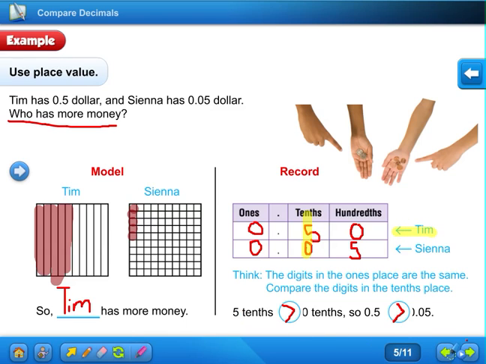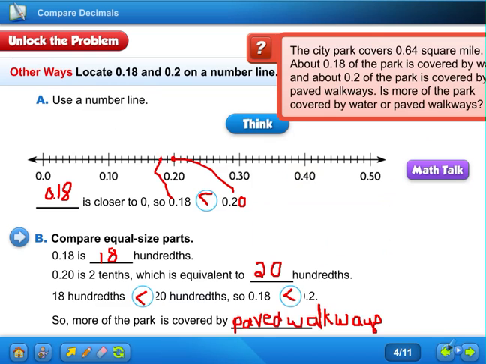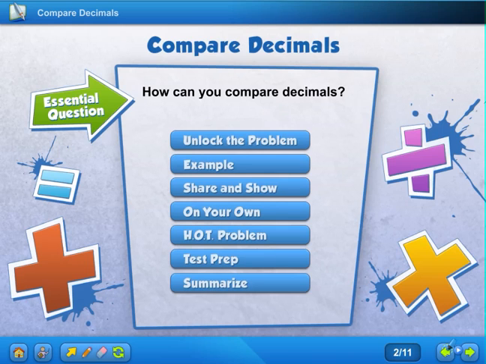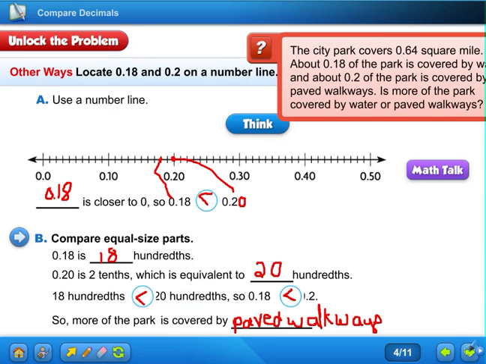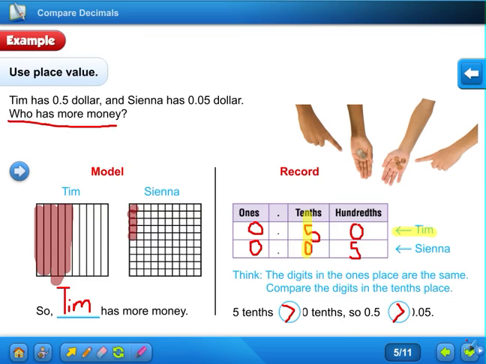All right, let's go back and look at our question for the day. How can you compare decimals? Well, we just compared them by looking at a model, and we compared them on a number line, and we compared them in a little chart. So that's 3 ways you can compare decimals.